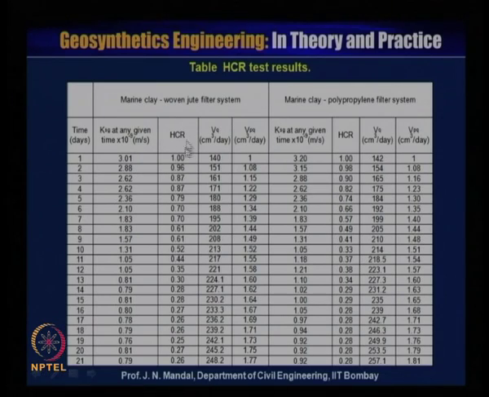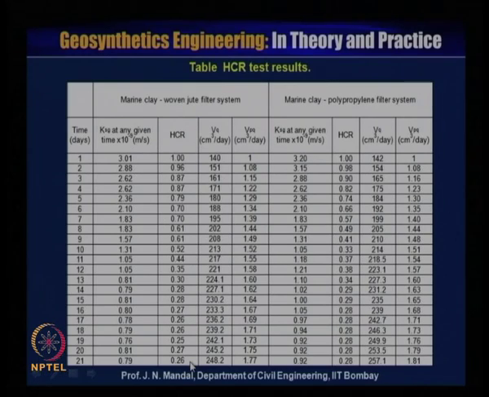This is the hydraulic conductivity ratio, HCR. So HCR in the beginning is the ratio 3.01 by 3.01, that is 1, and the next one will be 2.86 divided by 3.01, which is 0.96. Then again 2.62 divided by 3.01 will give 0.87. Like that you can calculate the HCR values.